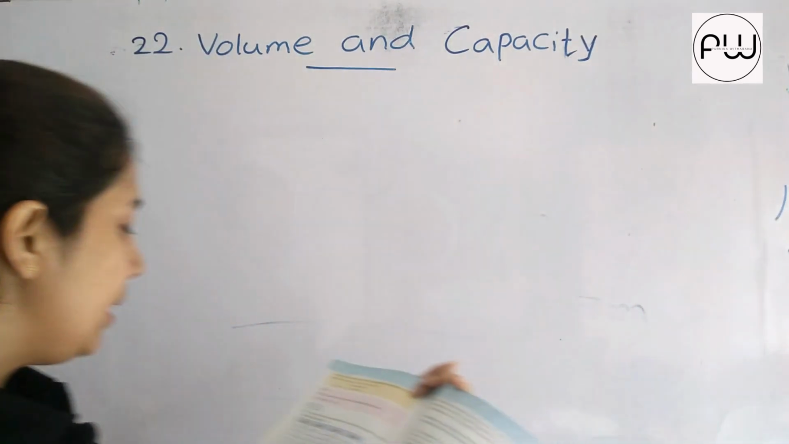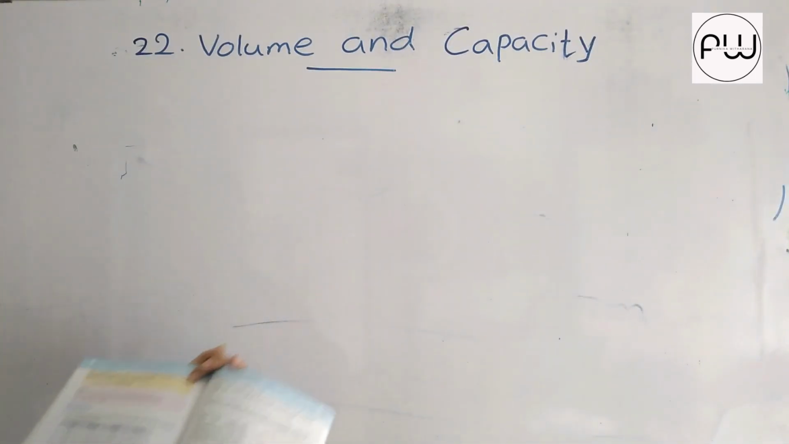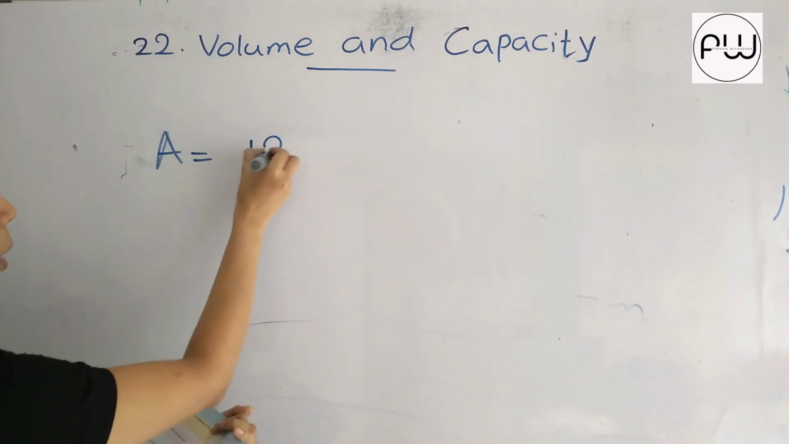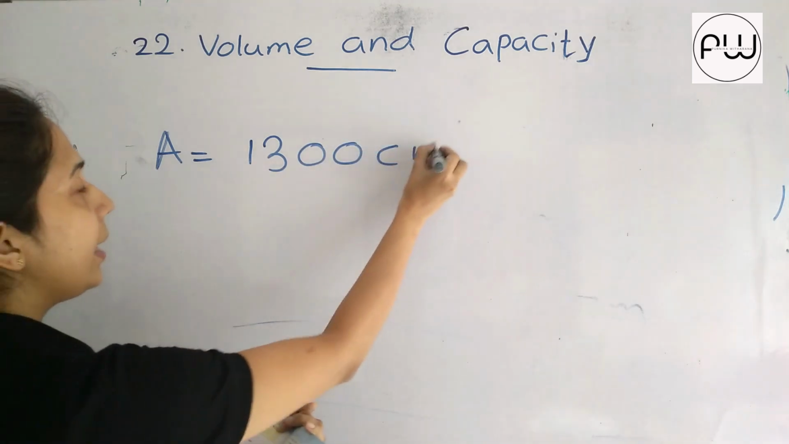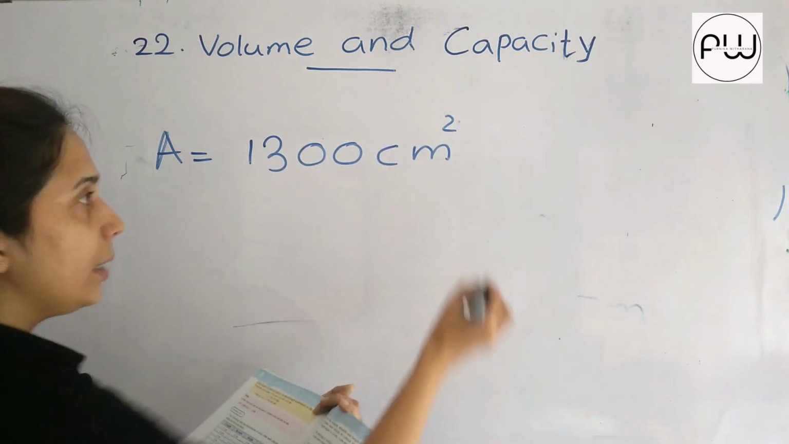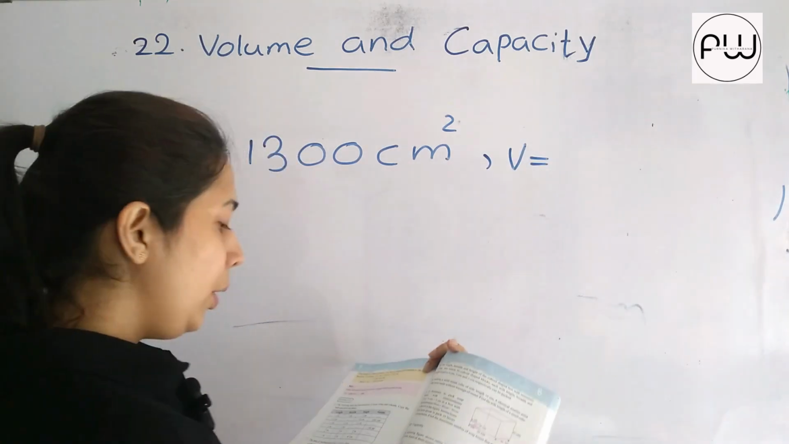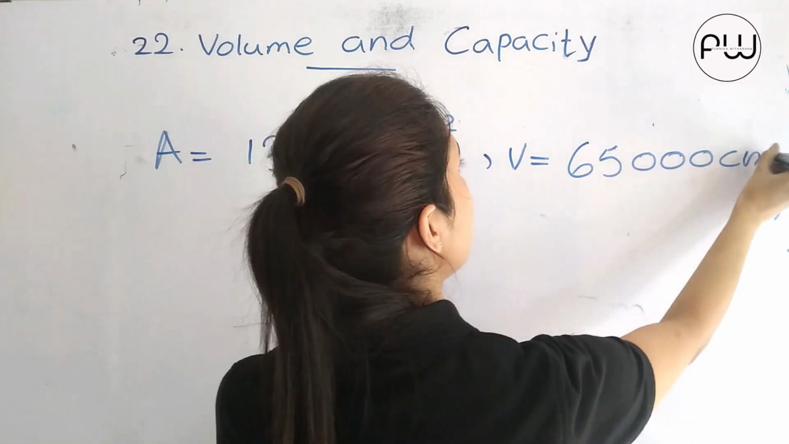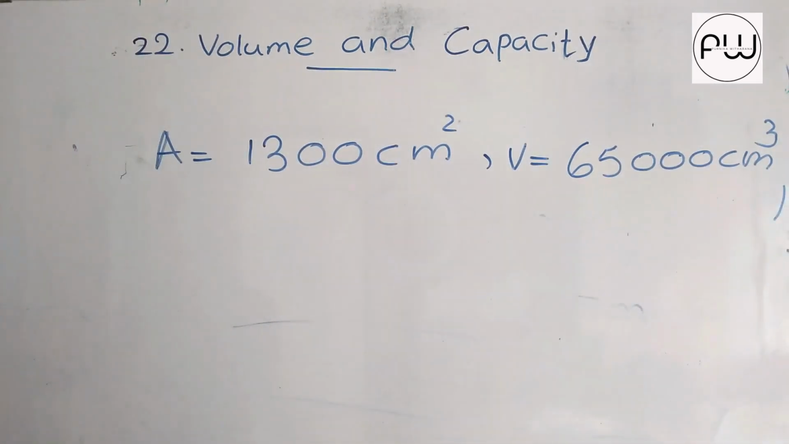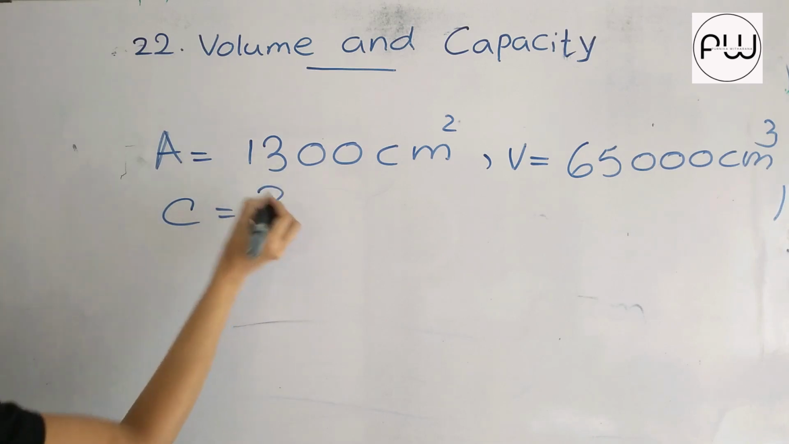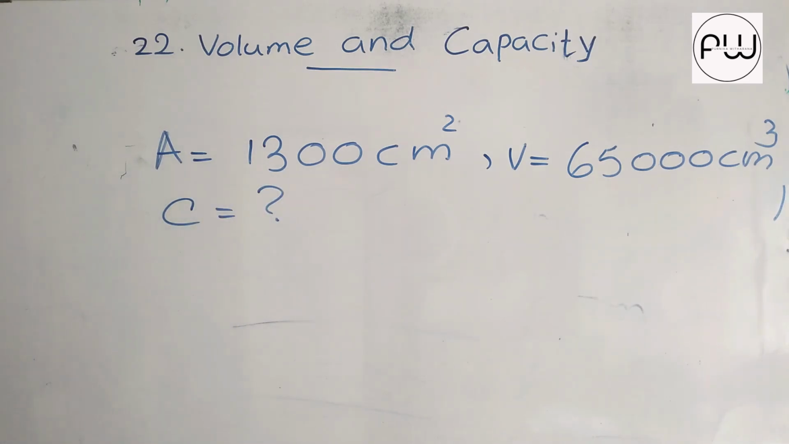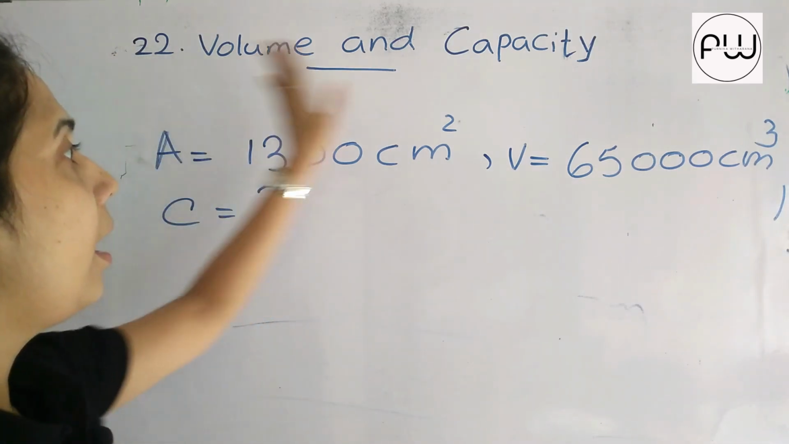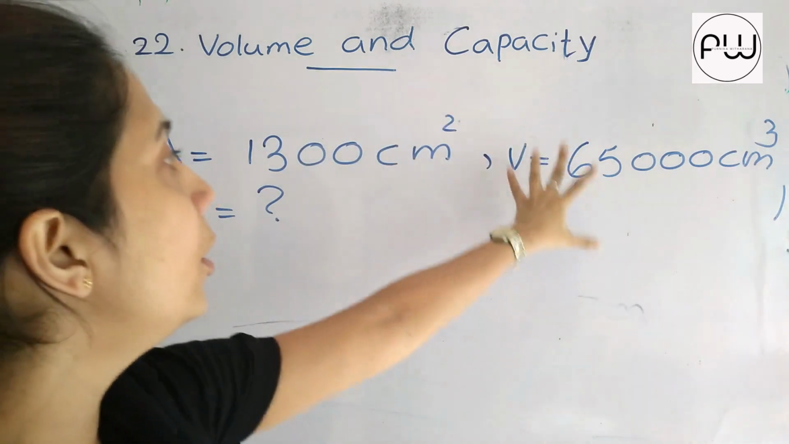So now let's see the area of the base of a cuboid. Here you are given the area. What is the area? Area is 1300 square centimeters. And also you are given the volume as well. What is the volume? Volume is 65,000 cubic centimeters. And what is the question? You are asked to find the height of this cuboid. Then we can use the formula because we know the relationship between area, volume and the height.